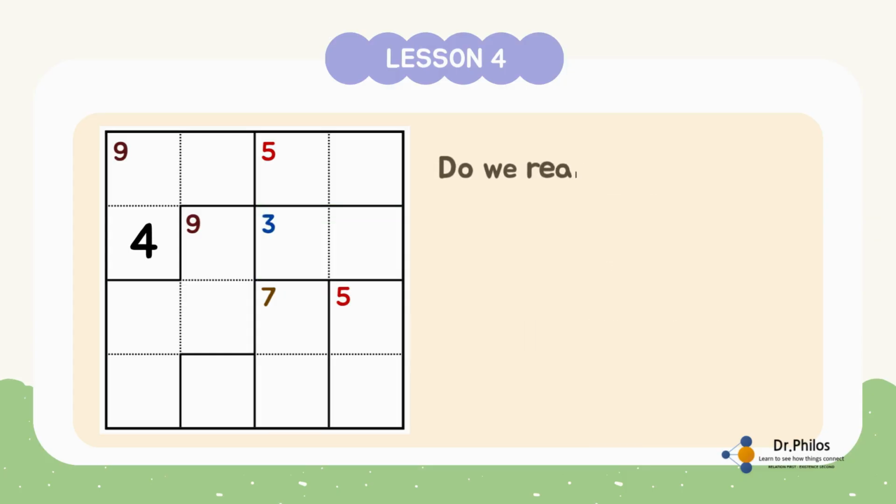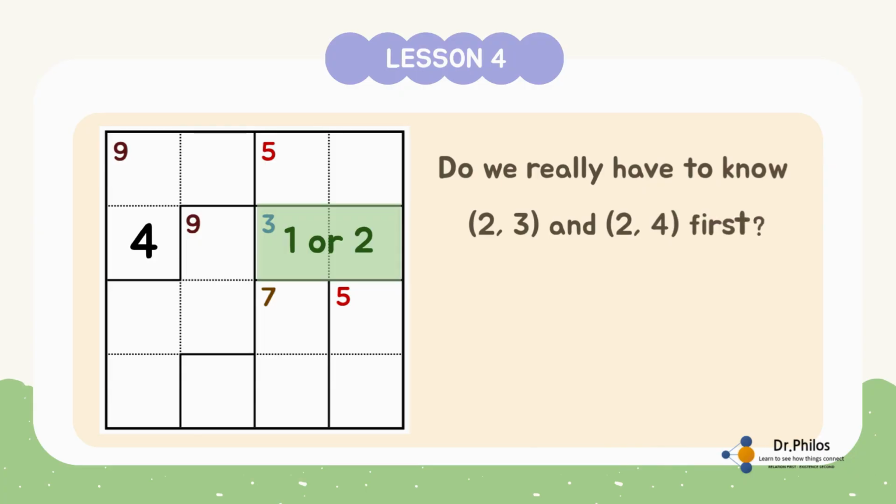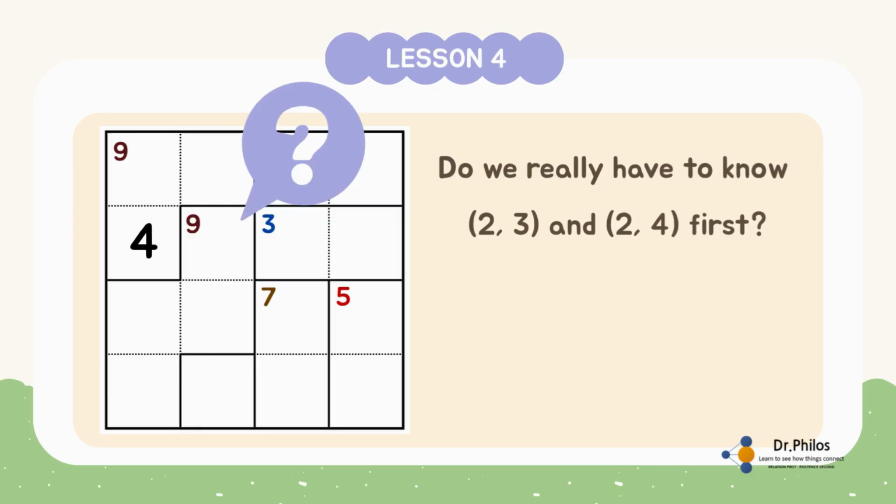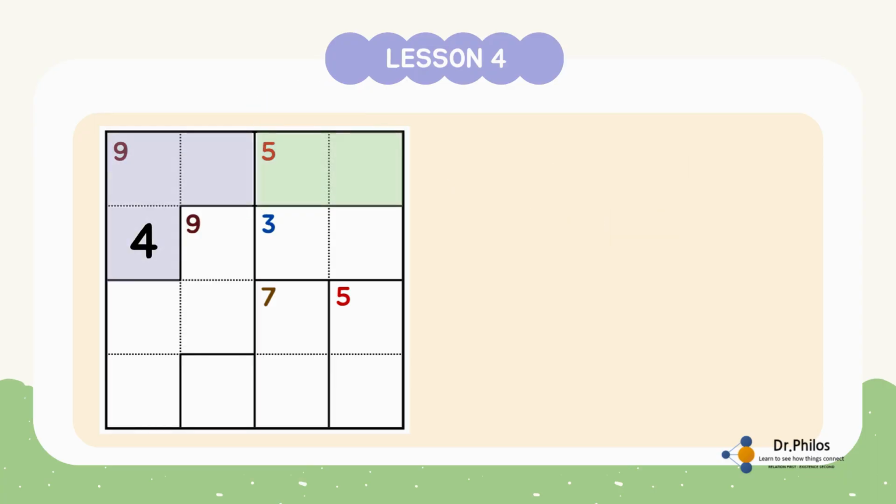Did you need to know which numbers go into 2, 3 and 2, 4 first? Yes. I have to know. How could I figure out 2, 2 without knowing 2, 3 and 2, 4? Once you find 2, 1 in row 2, what can we figure out? The sum of the remaining 3 boxes.